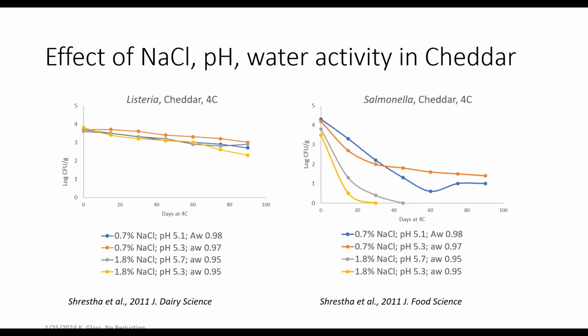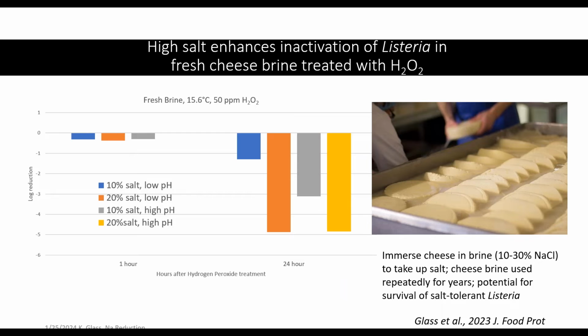Now, regardless, there was little difference in inactivation rate of Listeria between the various treatments because it is salt tolerant. In contrast, for Salmonella, which is more salt sensitive, the standard cheese achieved the target log reduction within 60 days, whereas the low salt version, even though it had lower pH, still had survivors. Now, while neither pathogen grew, the inactivation rate was less in the lower salt version.